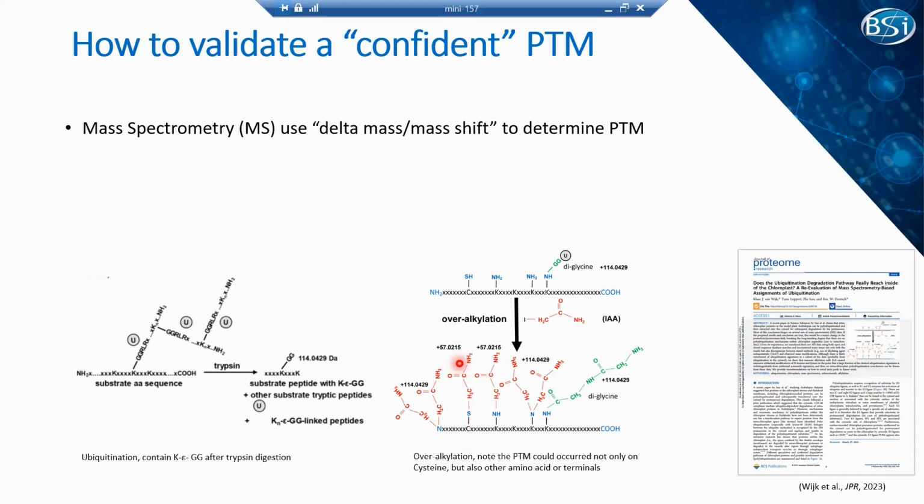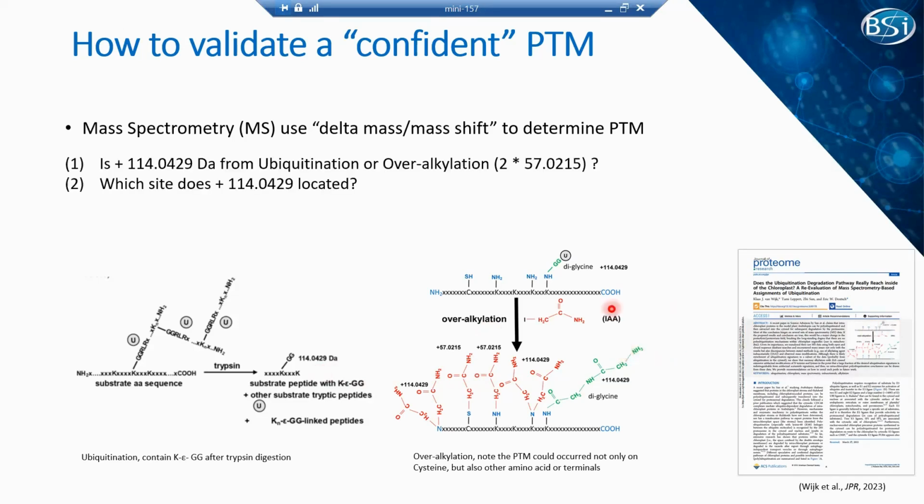But if we consider more, is there a possibility that alkylation has something called over-alkylation? That means not only on the cysteines, but also on the lysines or the N-terminal and C-terminal, you add 2 IAA here. Since the mass of 2 IAA is 57 doubled, it is exactly the same as the 114 here. So this is why people argue that maybe a lot of the PTMs are not ubiquitination here.